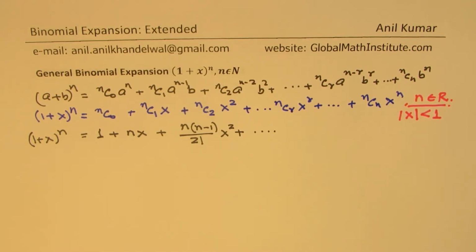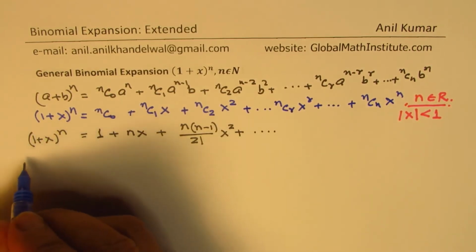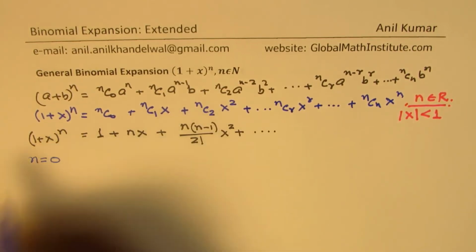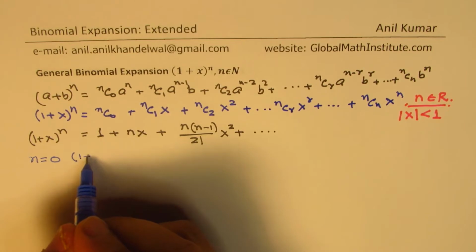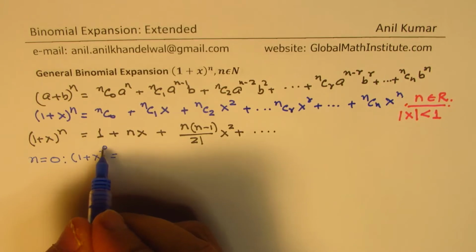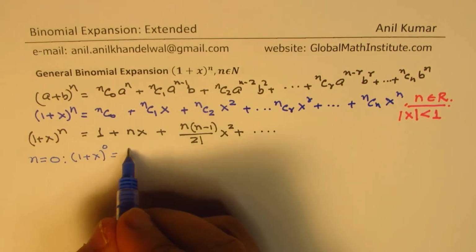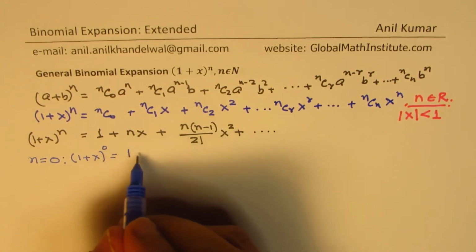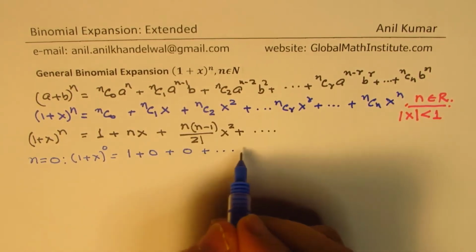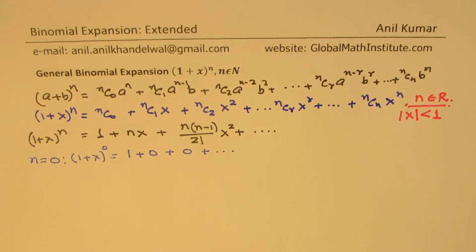How do we test it out? Well, we can test it by using, let's say, natural numbers first. If I work out this series for different values of n, let's say we take n as 0. Then what we have is (1 + x)^0. Anything to the power of 0 is 1. So in this series, when we put n as 0, we get 1 plus 0 plus 0 plus so on, so it is all zeros.